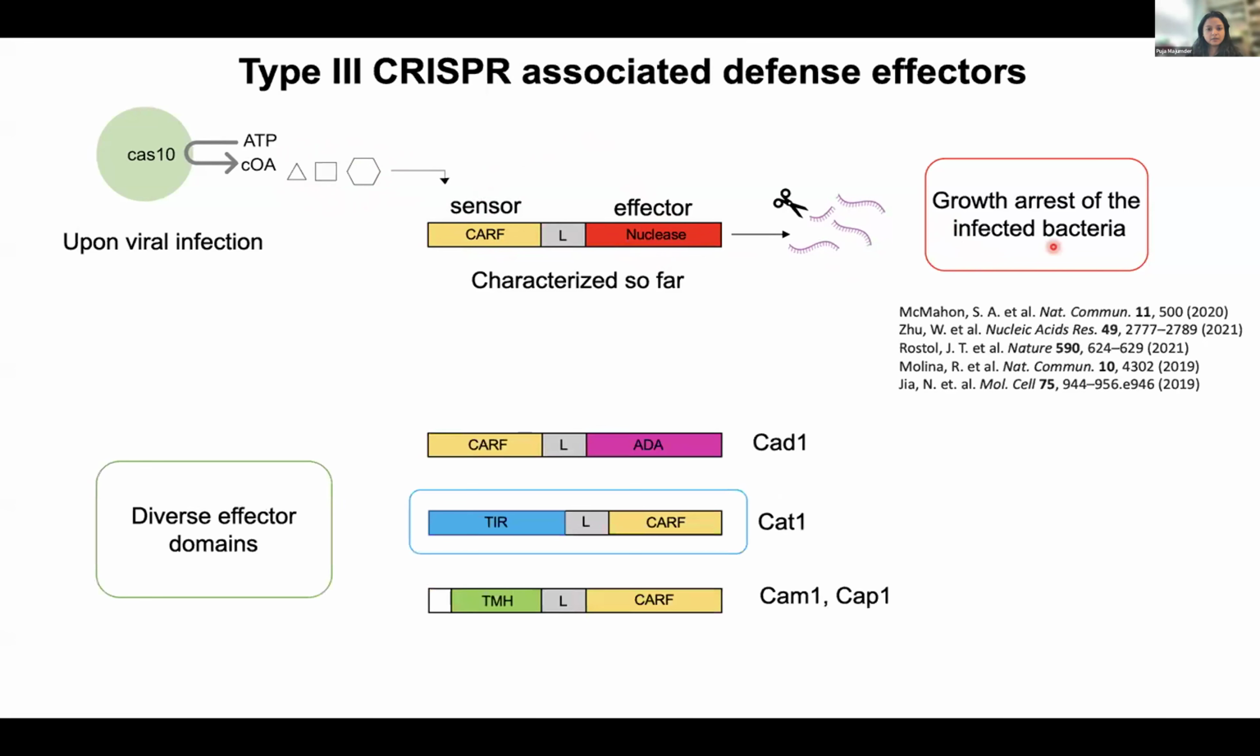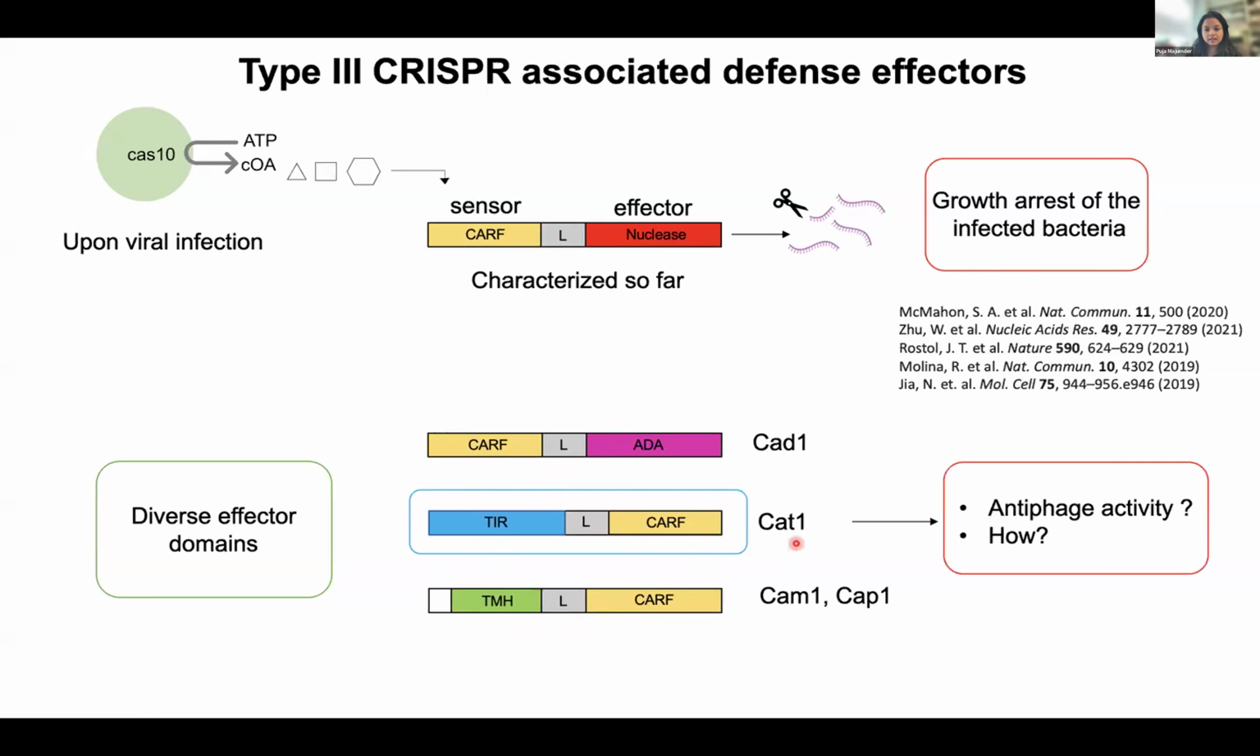Interestingly, what we have found is that there are several CARF-containing effectors which do not have any nucleases associated with them, but rather have enzymes like adenosine deaminase, different domains like the TIR domain, or different transmembrane helices. So we were very interested in these effectors, and today I'll be discussing the work with CAT1, the CRISPR-associated TIR1 effector.